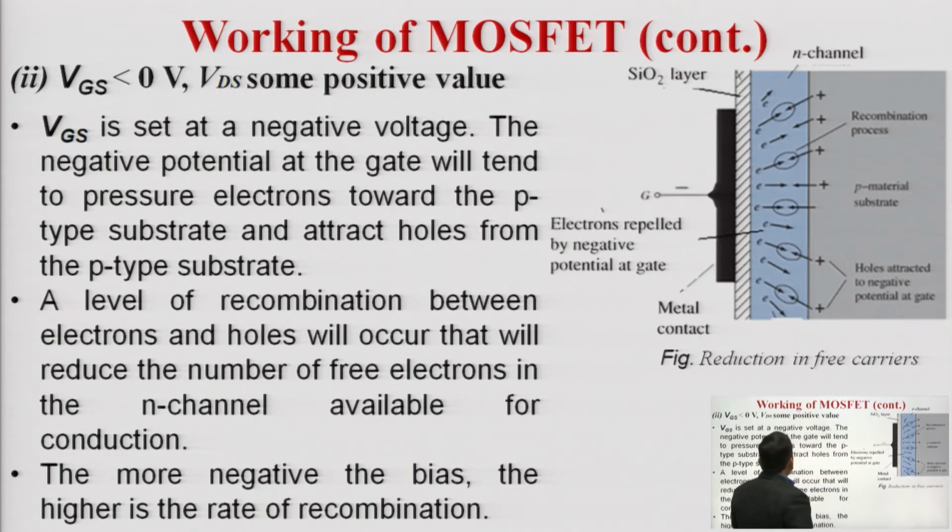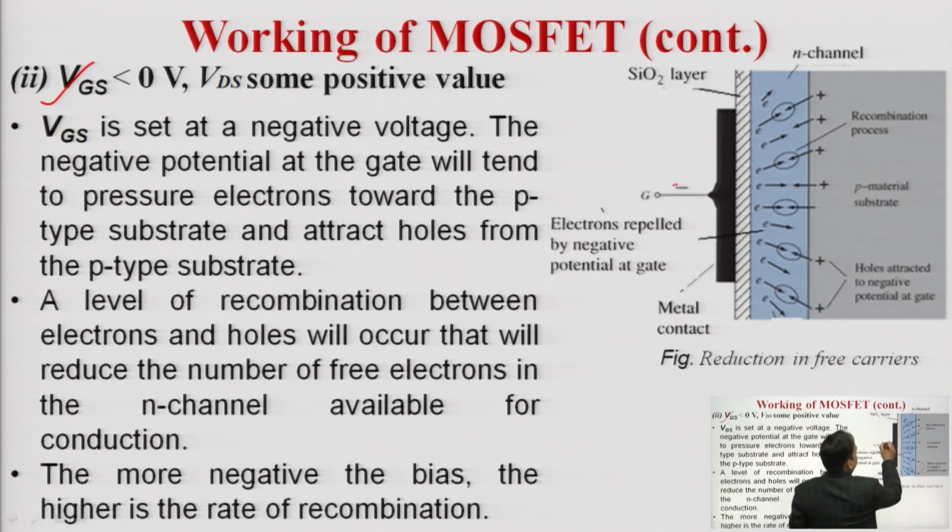Now we can say that when VGS is less than 0, we are varying VGS by keeping VDS constant, let us say VDS is fixed at some positive voltage, maybe 4 volt or 5 volt, and once VGS is negative, what will happen?